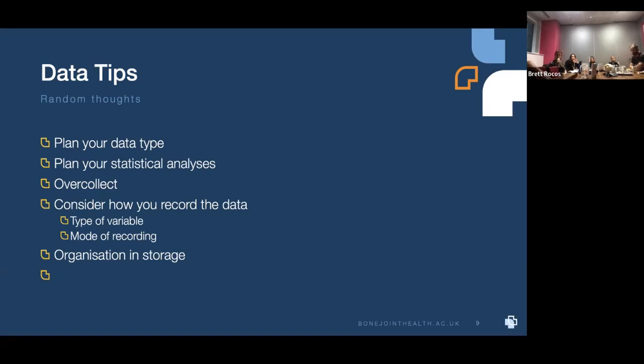Is it going to be on a spreadsheet? Is it going to be free text? Is it going to be post-it notes? Is it going to be in a file and so on? I've seen it that. And if you can organize how that data is collected within that tool from the outset, your life is much easier.